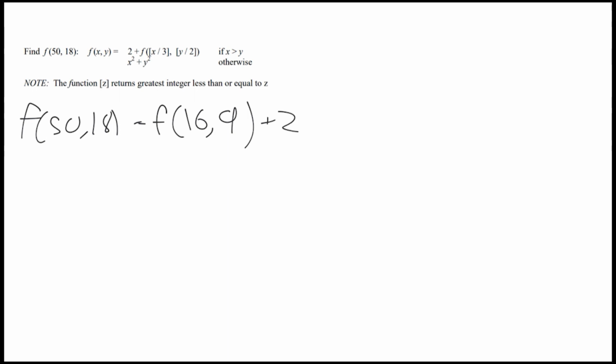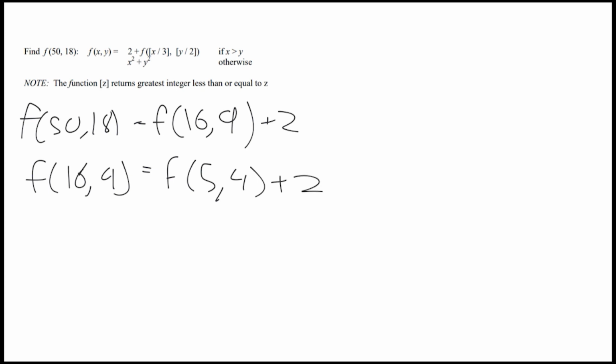Once again, f of 16, 9, x is greater than y, so we'll need to do that again. So f of 16, 9, well, this equals f of 5, 4, because 16 over 3 is 5 point something, so you round down and you get 5. Then 9 over 2 is 4.5, you round down and get 4. And then once again, we can't forget the plus 2.